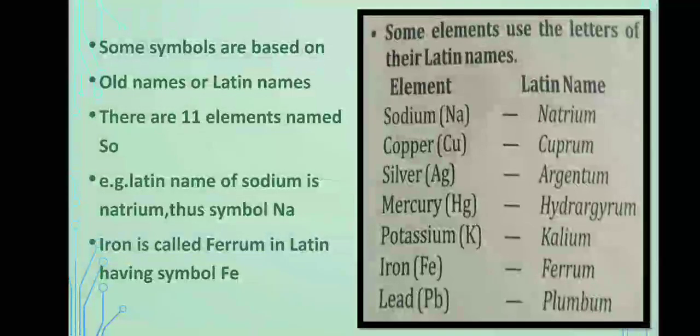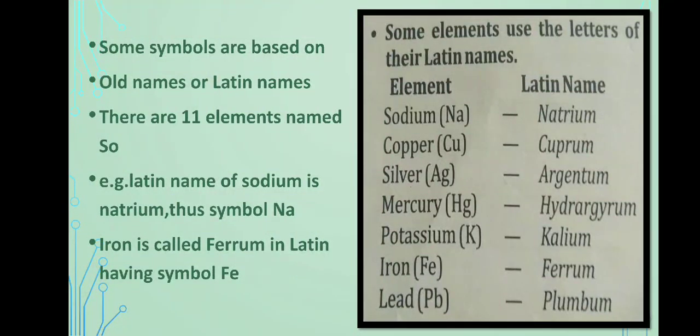Now some symbols are based on old names or Latin names, as sodium. Sodium has symbol Na, and this Na comes from its Latin name natrium. Similarly, copper has Latin name cuprum, so its symbol is Cu. And there are 11 such elements whose symbols are based on their Latin names.